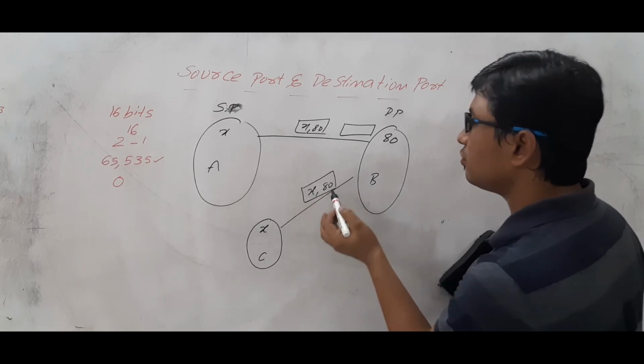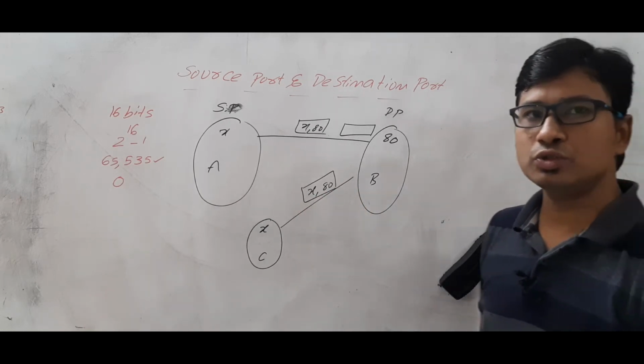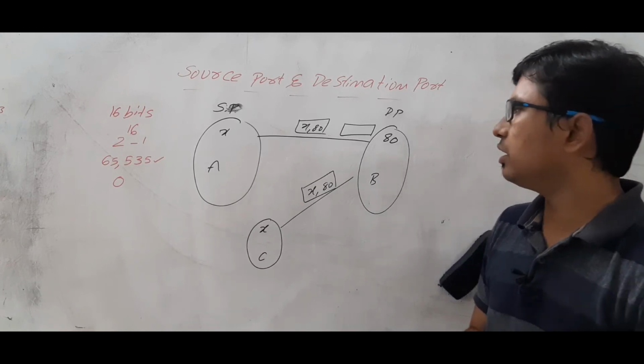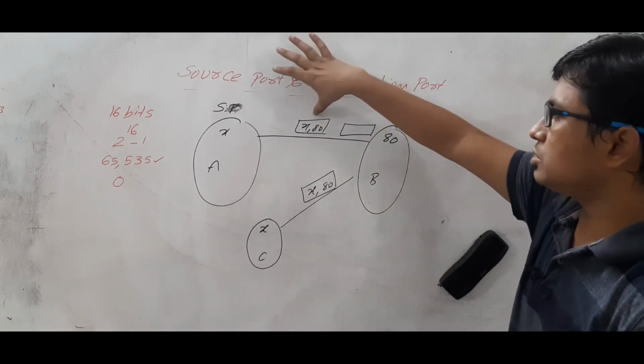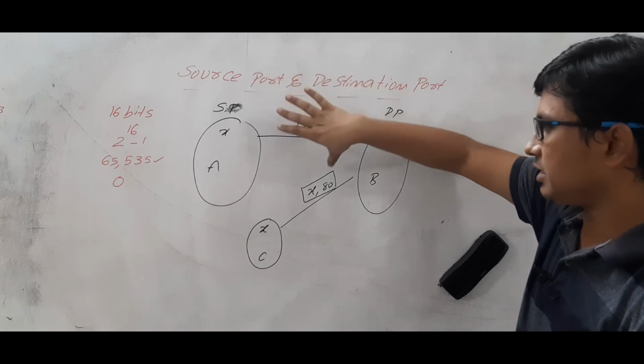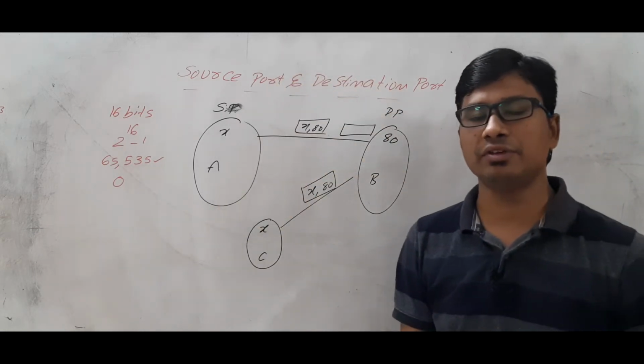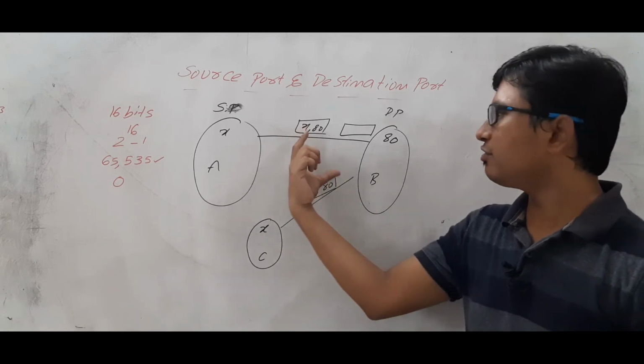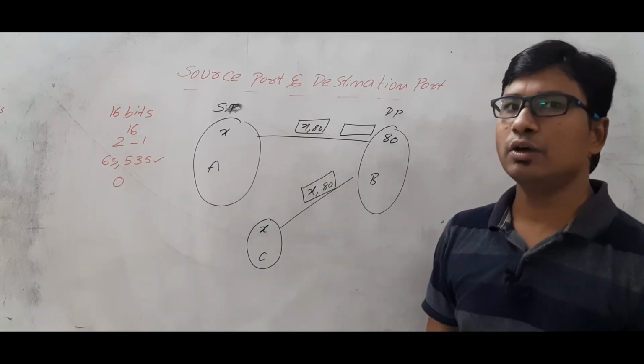So now if you are using only source port and destination port to identify a communication, then we are facing the problem. This one has the same value X comma 80, and this communication also has the value X comma 80. So we cannot uniquely identify these two communications. Now what will we use?